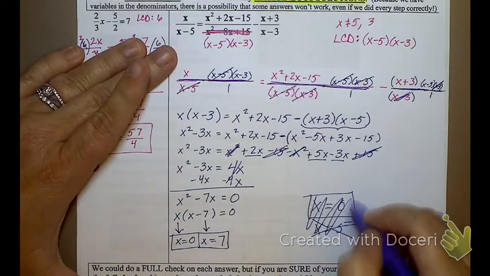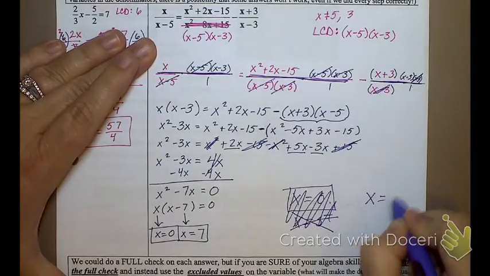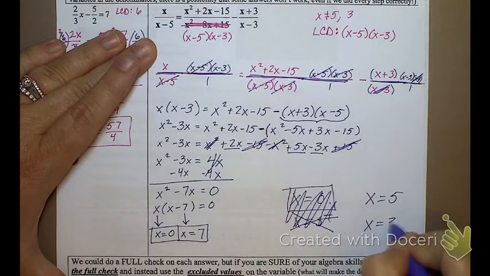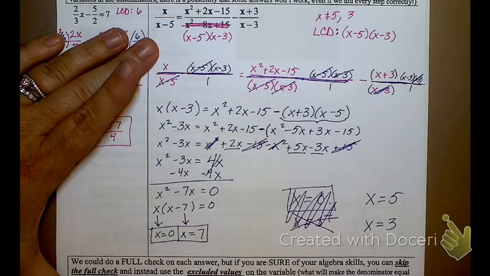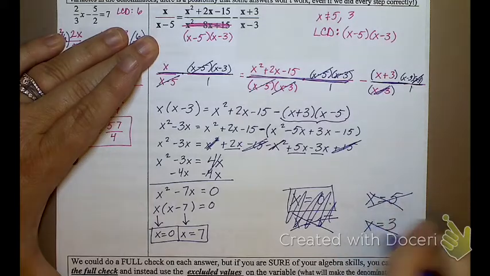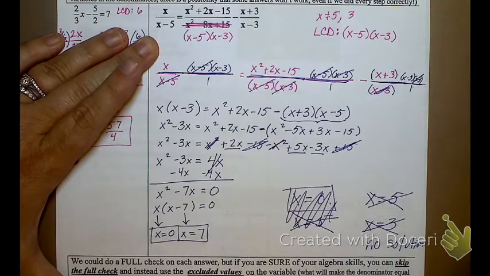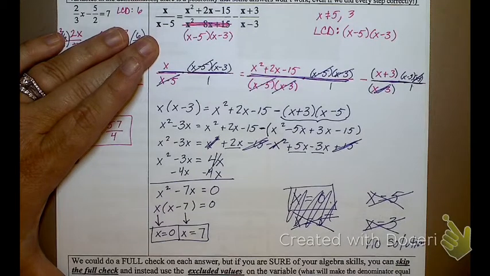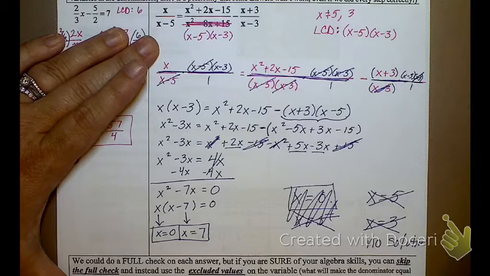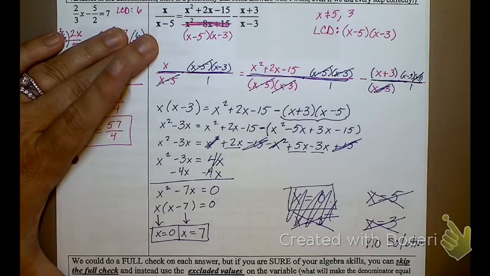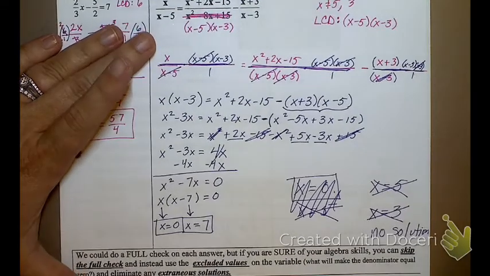What if I got this? And none of them work. So what's my answer if they're both excluded? No solution. Can you just put NA? NA, not applicable, is totally different. This is applicable because it's your grade.